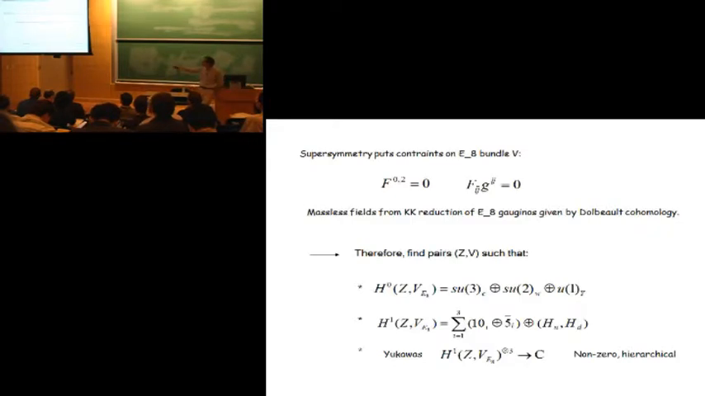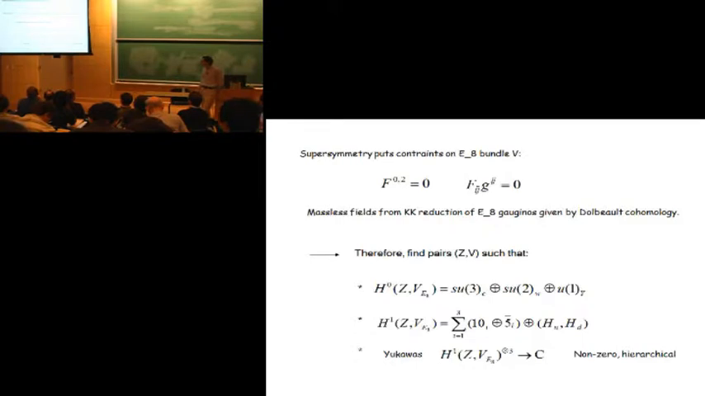So if you want to build models of particle physics, the whole game boils down to the following: you have to find pairs Z, V, where Z is your Calabi-Yau threefold, and V is a Hermitian Yang-Mills bundle of the appropriate rank, such that the degree 0 Dolbeault cohomology group, which is the thing that computes the infinitesimal symmetries of the bundle, has to produce your 4-dimensional gauge group, SU3 times SU2 times U1. And the matter, which are the infinitesimal deformations of this bundle, computed by the degree 1 Dolbeault cohomology groups, have to give you 3 generations of matter plus the Higgses.